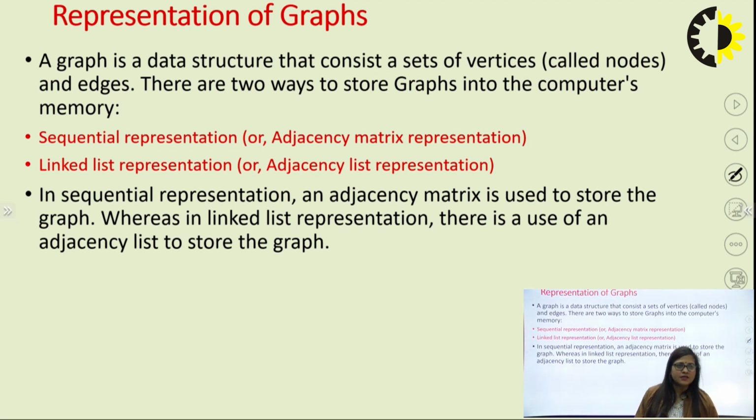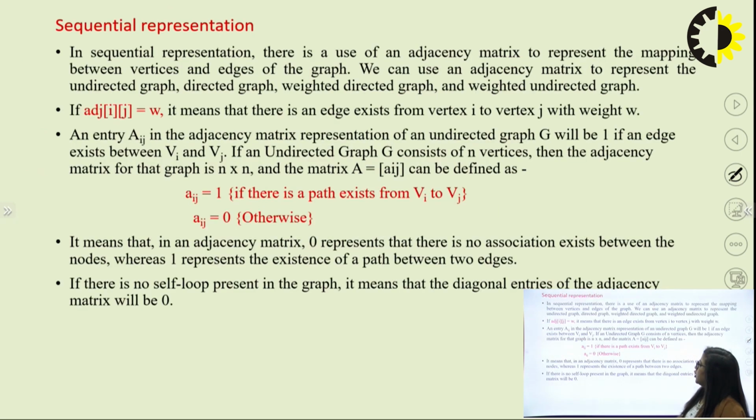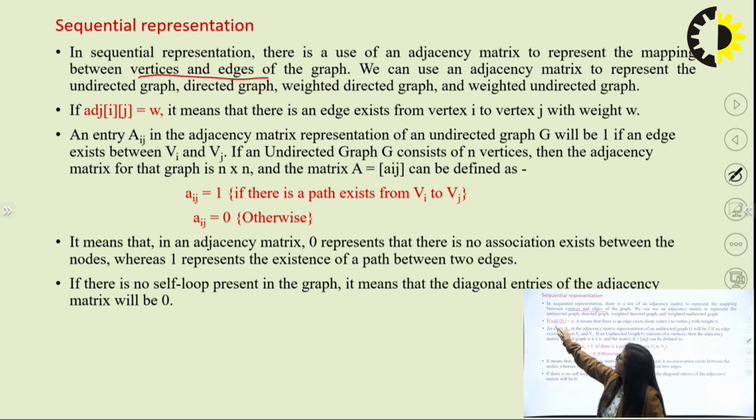First, sequential representation. In sequential representation, an adjacency matrix is used to store a graph, whereas in linked list representation an adjacency list is used to store the graph. The adjacency matrix represents a mapping between the vertices and edges of a graph, where I and J are the row and column of the vertices.